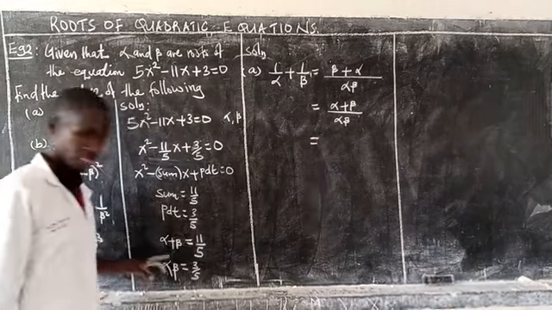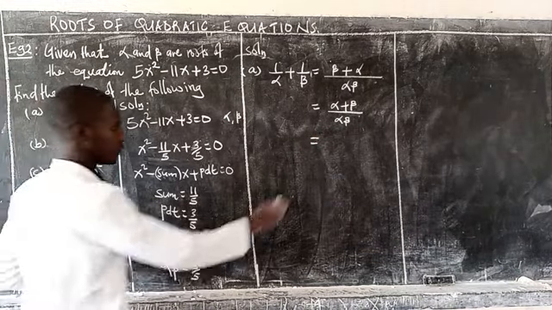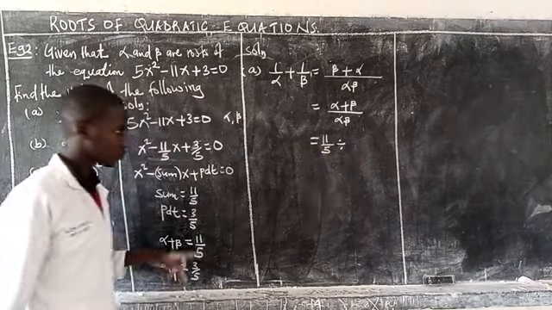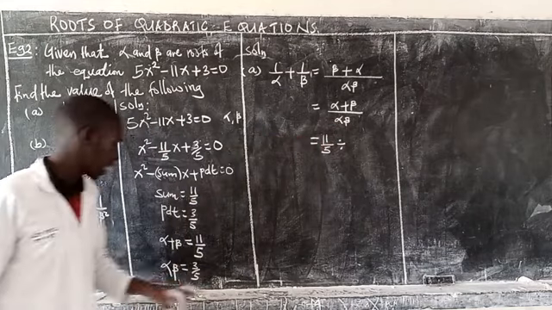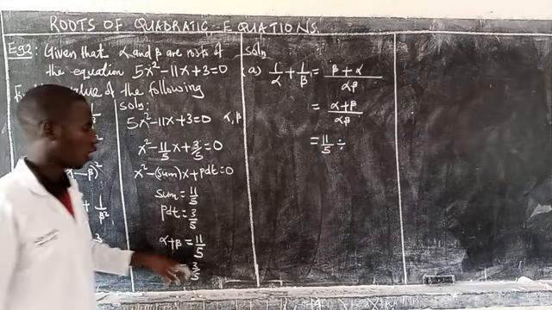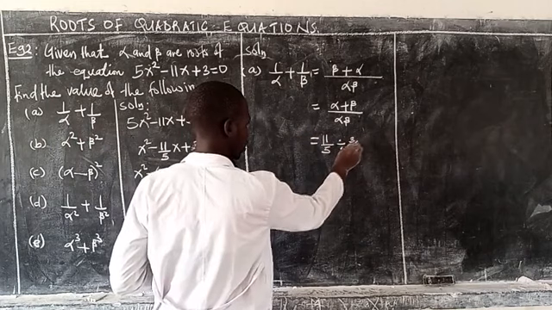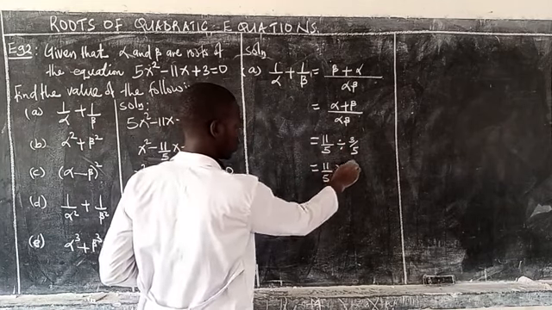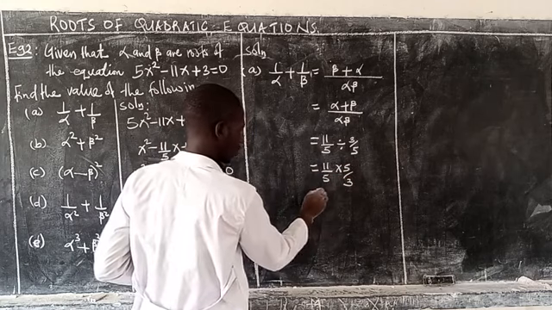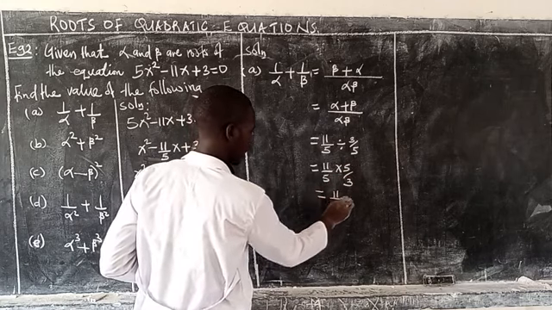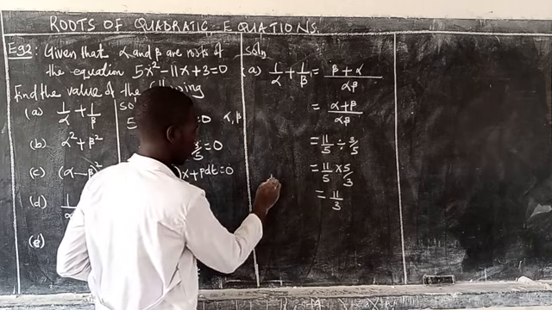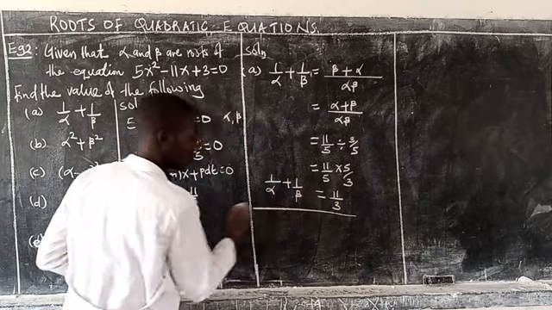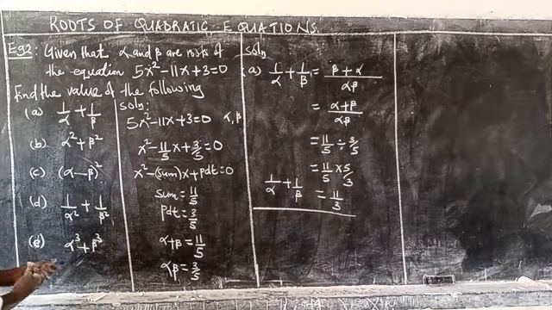Alpha plus beta is 11 out of 5, divided by alpha beta, which is 3 out of 5. So dividing by 3 out of 5 is the same as 11 out of 5 times 5 out of 3, which is 11 out of 3. That is 1 out of alpha plus 1 out of beta. Very simple. So that's the value.